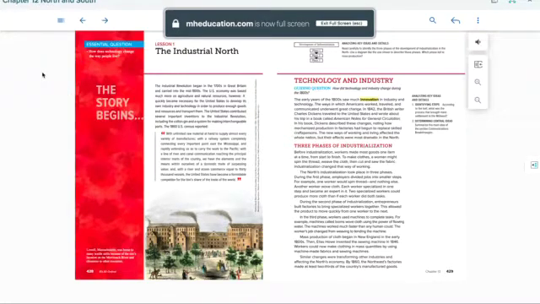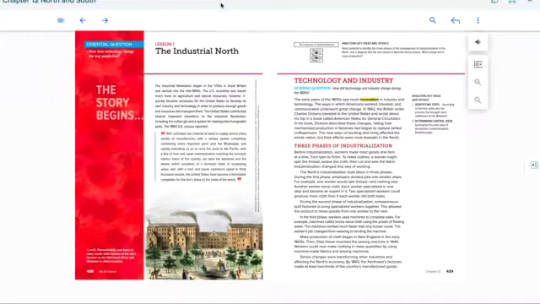Now, this is Chapter 12, North and South, Lesson 1, Industrial North. So again, that's a clue for what the reading's about. It's going to be about the North and the Industrial North, industry, factories. So you can see, let's look at some of the pictures, visuals. You see some of the smokestacks right there, so it's a factory.